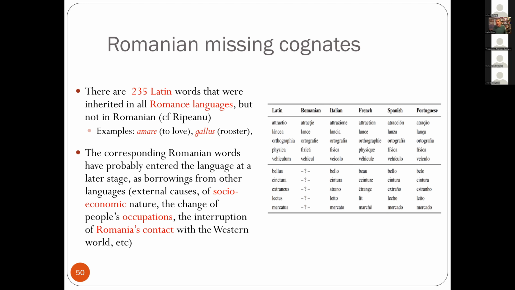It is Slavic. It's not easy to see. Before the Slavs came, they didn't know the word for love and so on. We found around 200 Latin words that were inherited in the Romance languages, but not in Romanian. We have, for example, a Slavic etymology for that word, and in all the other languages they actually use the modern form, but not the Latin form.